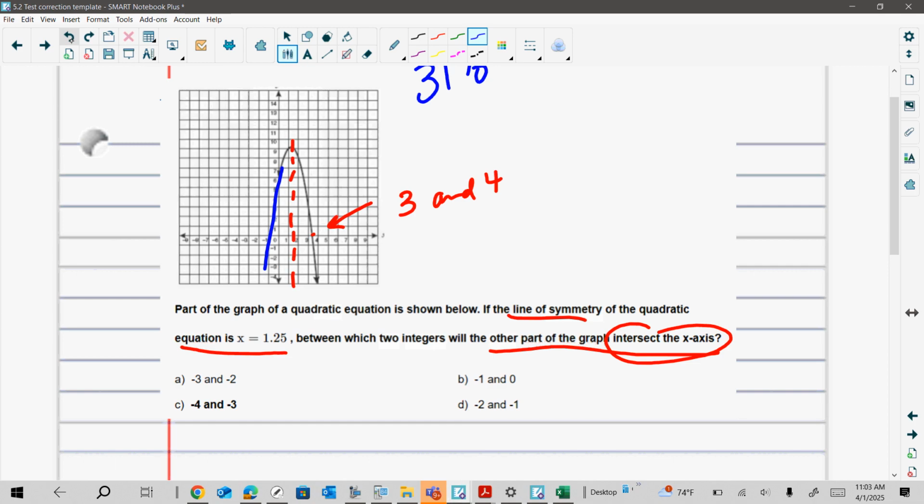Here's another way I can do this. If this is my axis of symmetry and that's the intersection, I have to go over this little tick mark, another tick mark, and a little bit past that. Tick, tick, a little bit past. So I'm going to do the same thing on the other side: a tick, another tick, and a little bit past that. And if I look at that point, that is between -1 and 0. Does that make sense? Okay, all right.